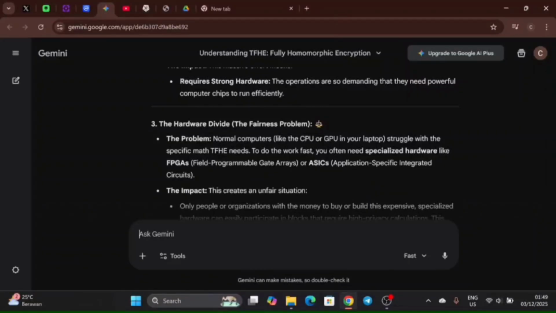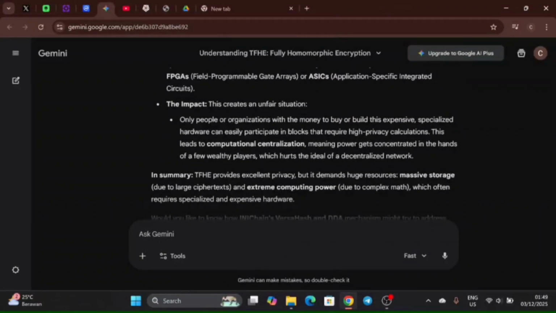The problem: normal computers like CPUs, GPUs, and laptops struggle with the specific math that TFHE needs. To do the work fast, you often need special hardware like ASIC (application specific integrated circuit) or FPGA. The impact is that it creates an unfair situation. Only people with the money can afford the expensive special hardware.